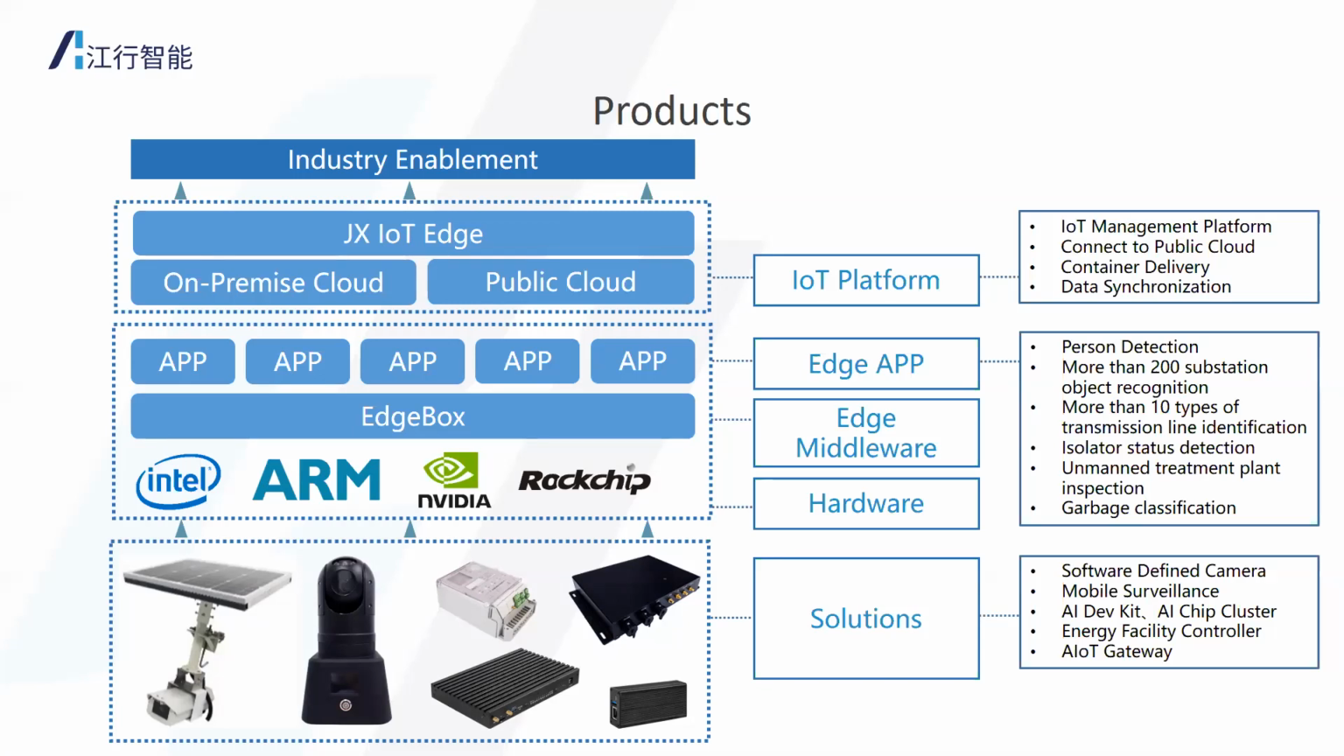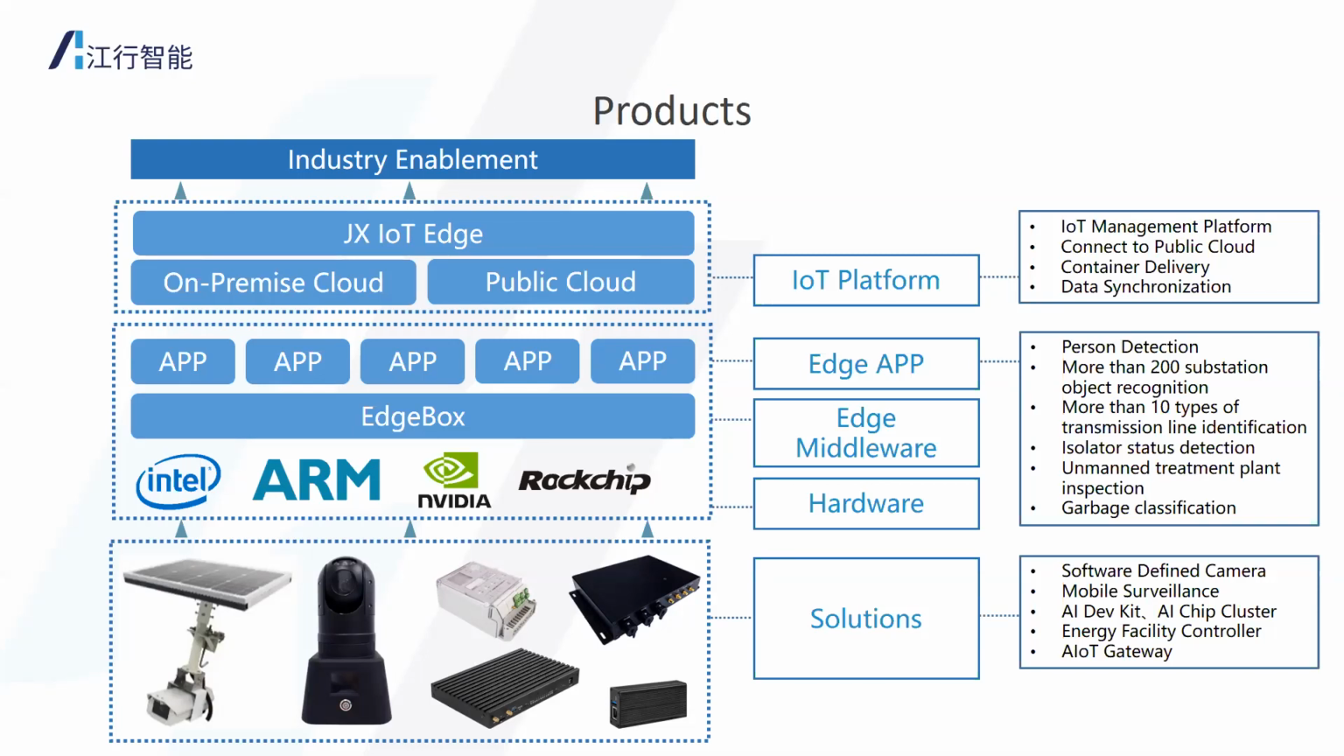Edge application can be classified into two parts. The first one is AI application. The second one is industrial edge application. The AI application contains different AI functions such as personnel detection, object recognition, insulation status detection, and garbage classification. We can train the AI model according to the different requirements of these industrial customers.